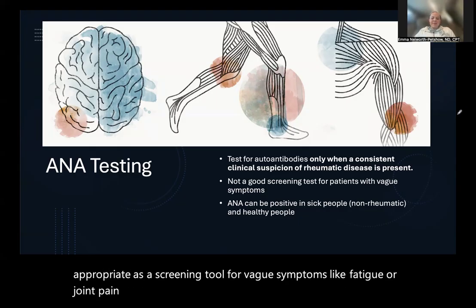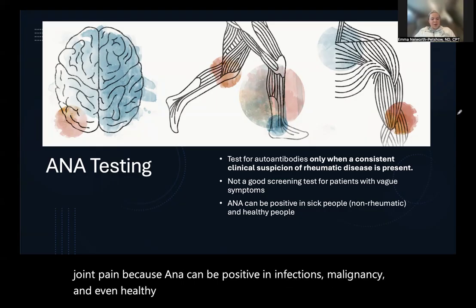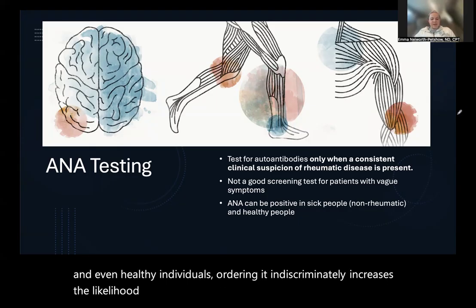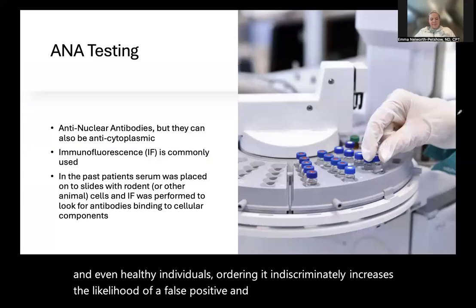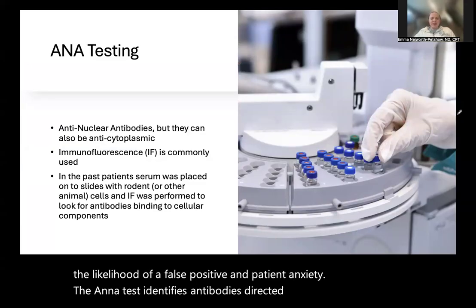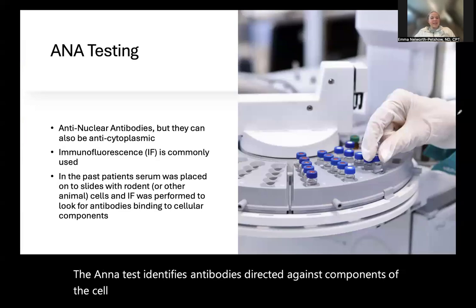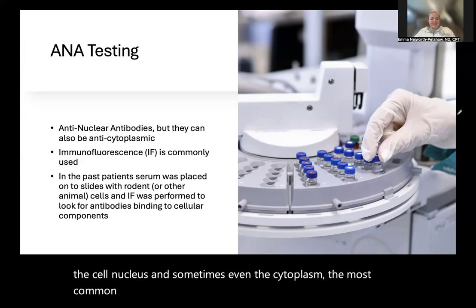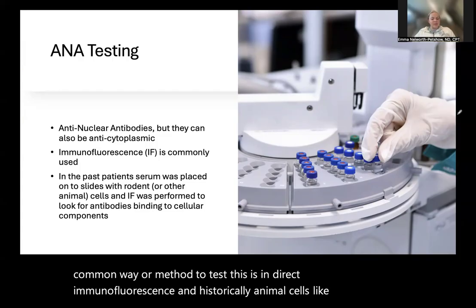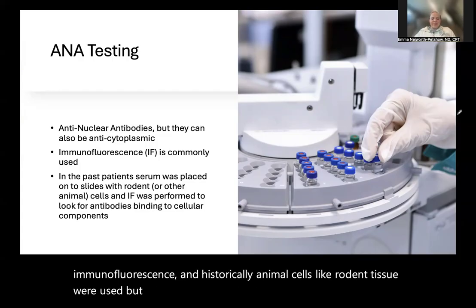Because ANA can be positive in infections, malignancy, and even healthy individuals, ordering it indiscriminately increases the likelihood of a false positive and patient anxiety. The ANA test identifies antibodies directed against components of the cell nucleus and sometimes even the cytoplasm. The most common method to test this is indirect immunofluorescence. And historically, animal cells like rodent tissue were used, but these were less reliable because of interspecies differences.